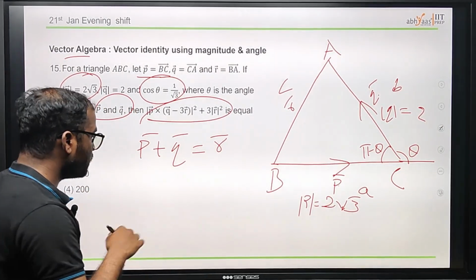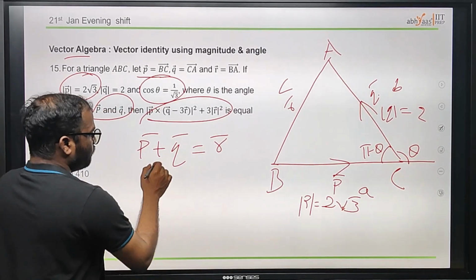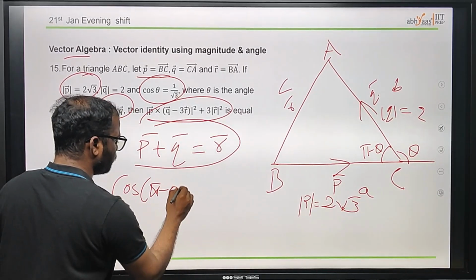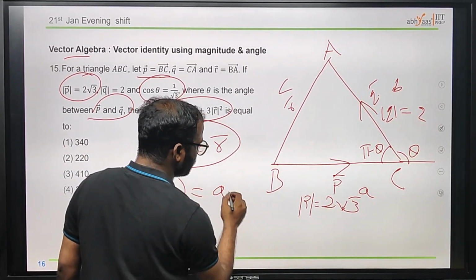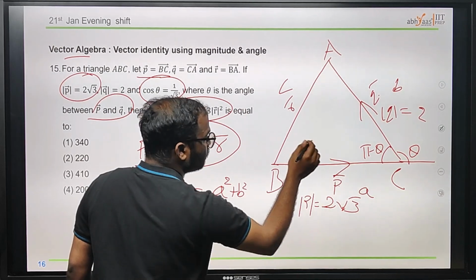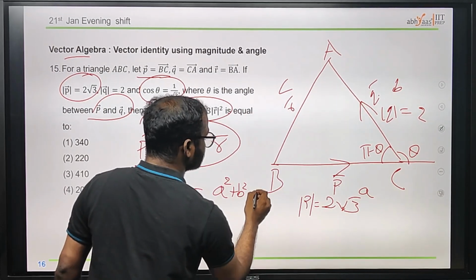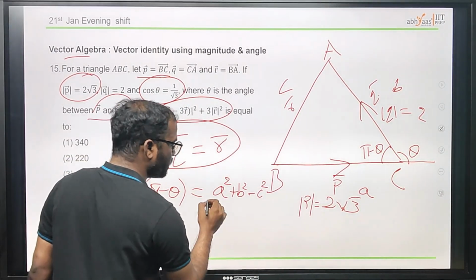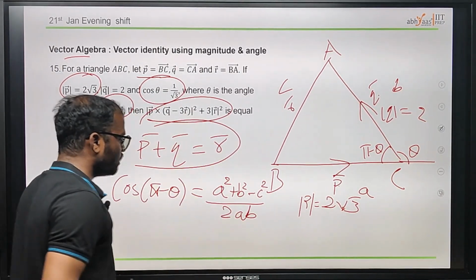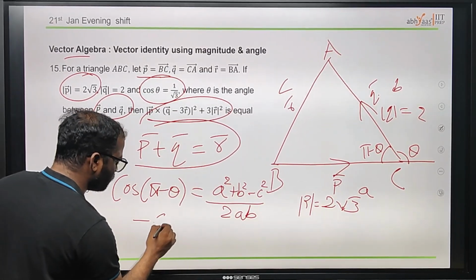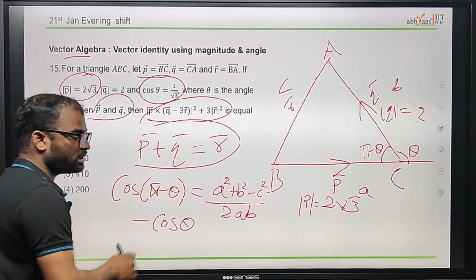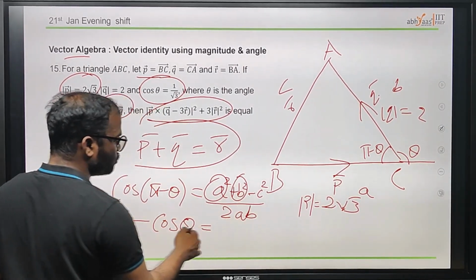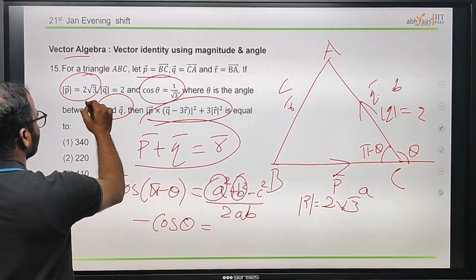Now use cos of pi minus theta. We have a square plus b square minus c square, where c is mod r, which we just assumed as c, divided by 2ab. Just see here, we can take it as minus cos of theta, since cos of pi minus theta is minus cos theta, which is equal to this one. We know the values of a and b, so just substitute those values.